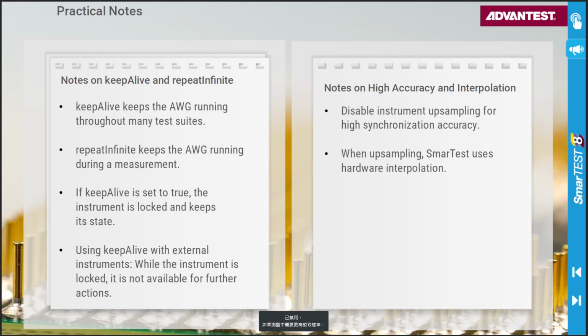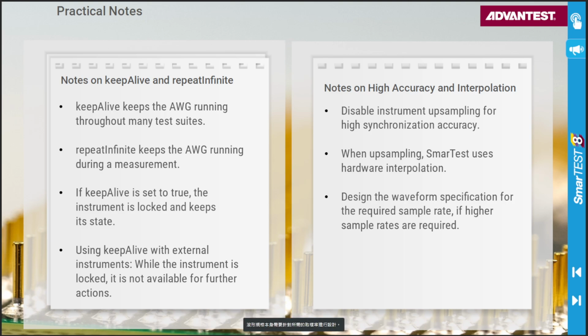If higher sample rates are required in a measurement, the waveform specification itself needs to be designed for the required sample rate. Thus, upsampling in the instrument will not be required, and at the same time the requirements for synchronization and alias suppression can be fulfilled.